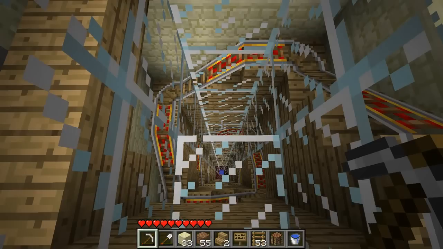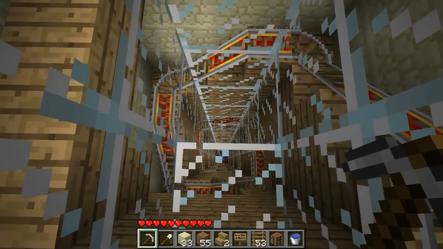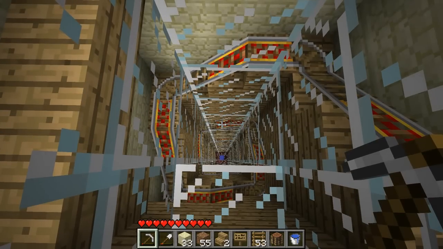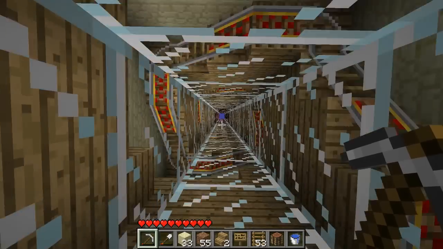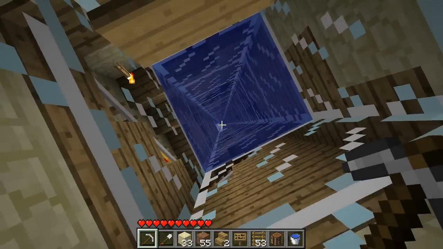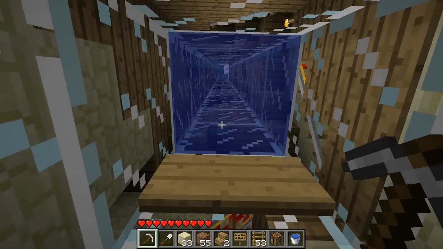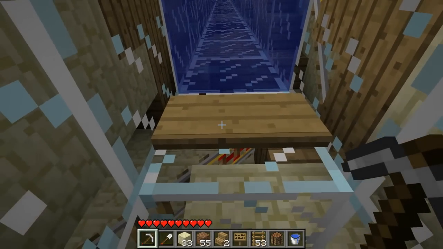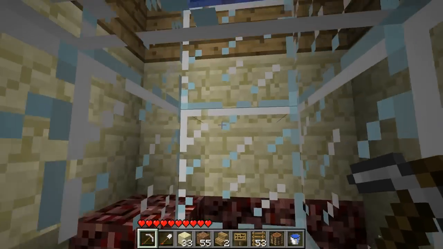Water can also be used to slow a player down and reset their fall distance. So at the bottom of this shaft is a water block. Normally falling this far would kill me, but because of this water block, I take no damage. This is called a water break. It's just a water block being held up by a sign 3 blocks above the ground.